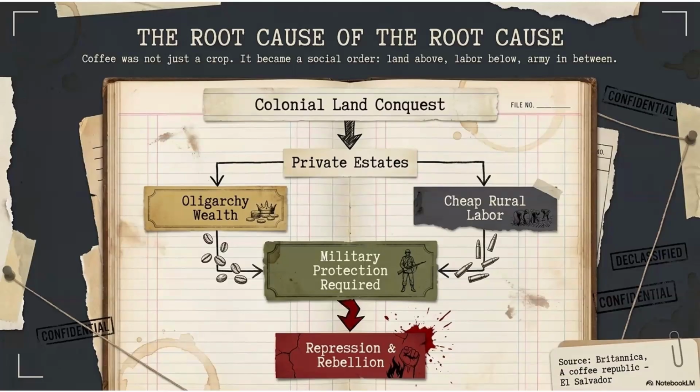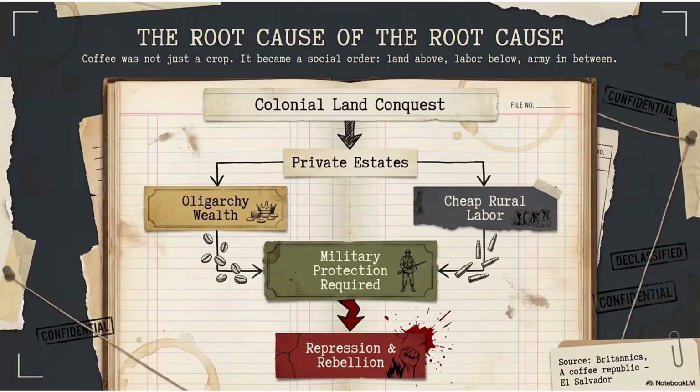In the 19th century, coffee became the center of the economy. Coffee changed everything, because coffee required land and coffee required cheap labor, and coffee created a class of powerful landowners whose wealth depended on controlling both. The point is not that coffee itself is violent. The point is that a social order built around coffee required force to protect it.